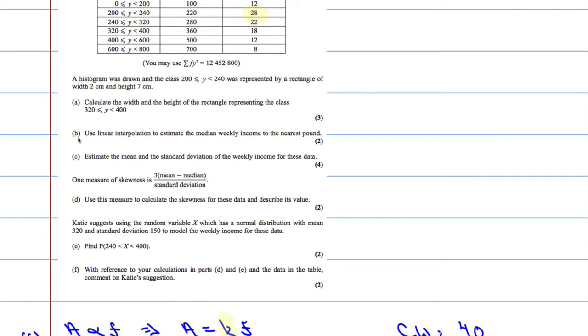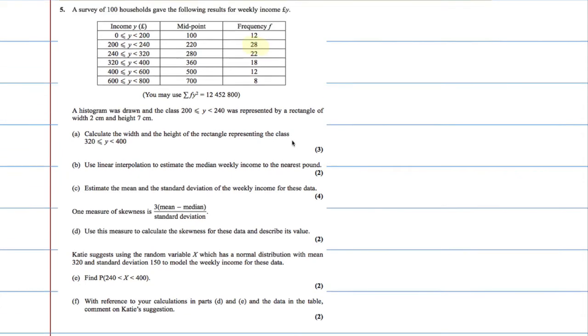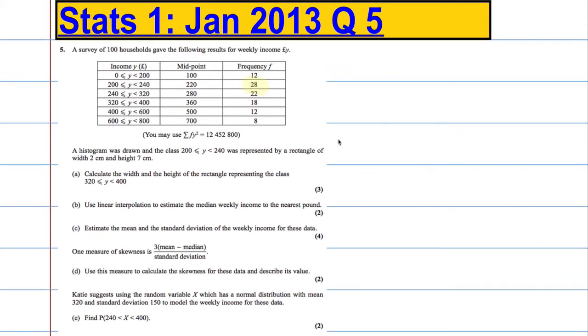Let's have a look at what happens next. Use linear interpolation to estimate the median weekly income to the nearest pound. Okay, so the median value. Well, if there are 100 households, that means the median must be in the middle. So we're going to work out the cumulative frequency.